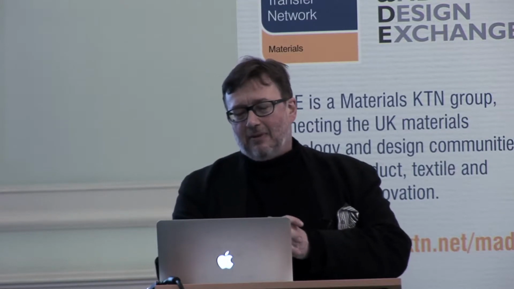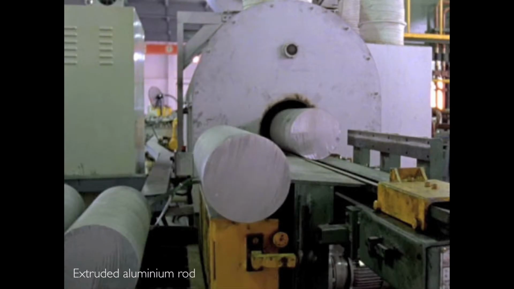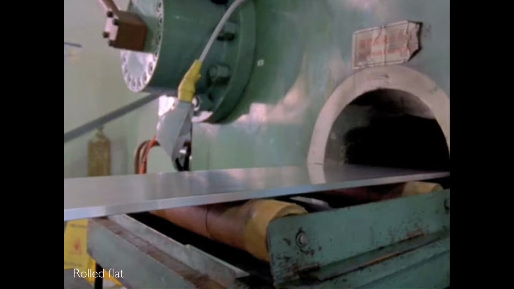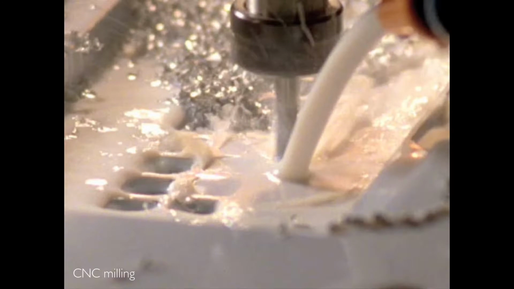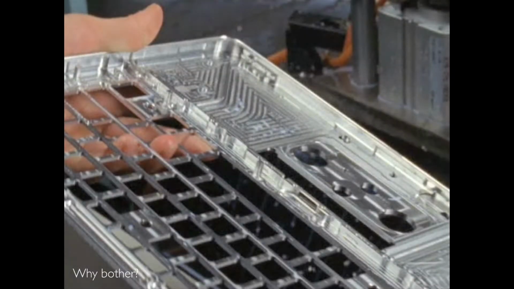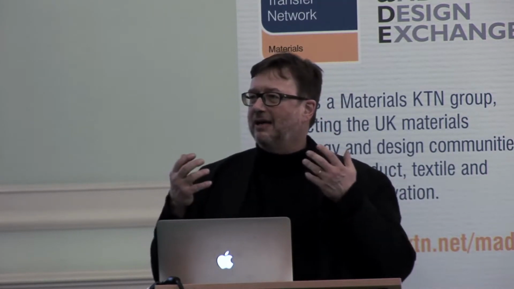So to make these products, first Apple has to buy extruded aluminium rod, and then it has to roll it flat and then cut it into a billet, and then CNC mill out all the details, and then you end up with a structure which is very rigid, but the most important thing, it can be anodized. And why do Johnny Ive and Steve Jobs have this obsession with, oh, it needs to be anodized?